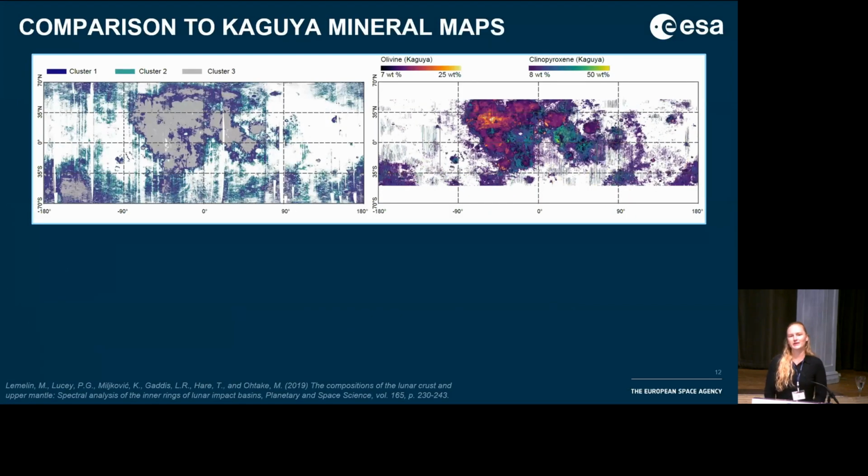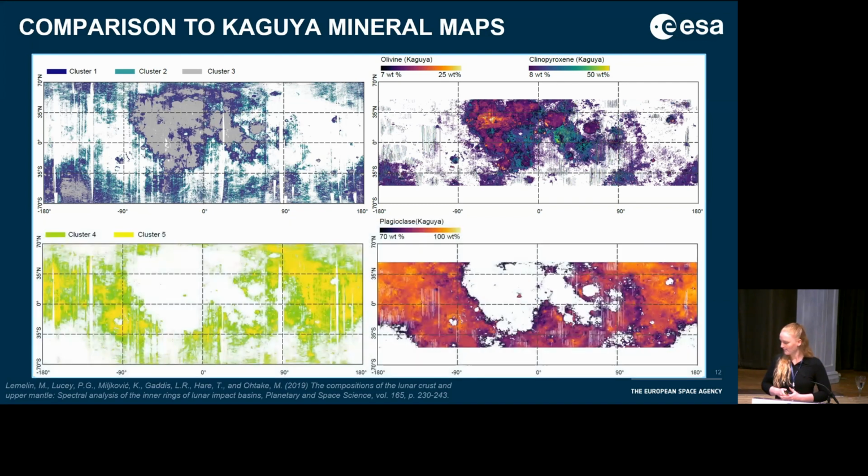So we also made a comparison to other mineral maps to see if these clusters actually correspond to what is already published out there. So these are the Kaguya maps. You'll see in these reddish colors is the olivine, and in the bluish colors is the clinopyroxenes. And the weight percentages have been filtered to be the highest weight percentages in this case. So you see that it aligns quite nicely with cluster 1, 2, and 3. And we also have the plagioclase from Kaguya here on the right-hand side, and we have cluster 4 and 5 on the left-hand side.